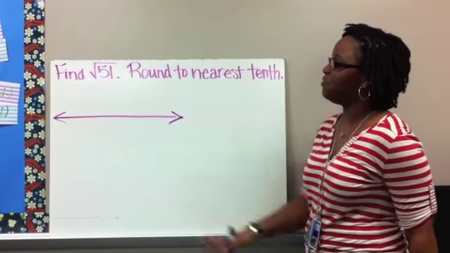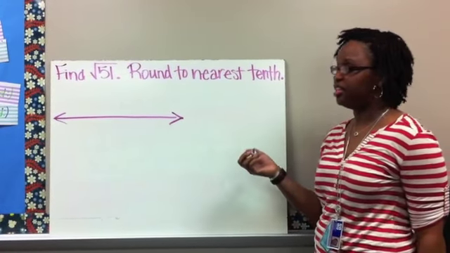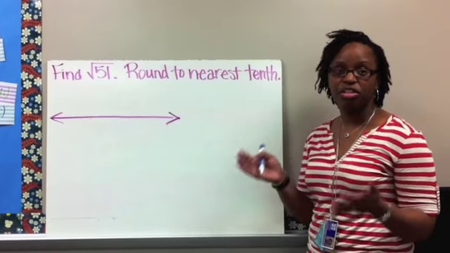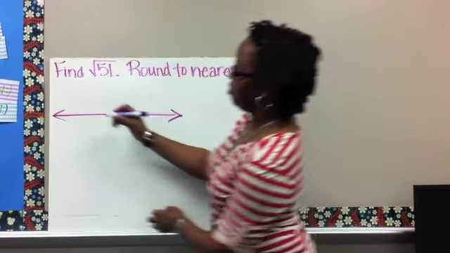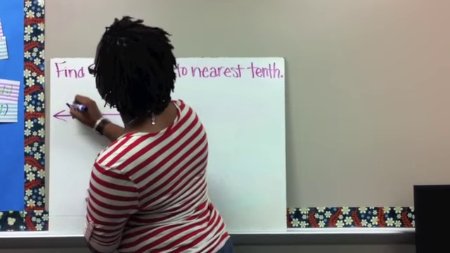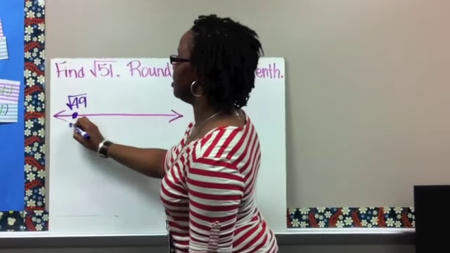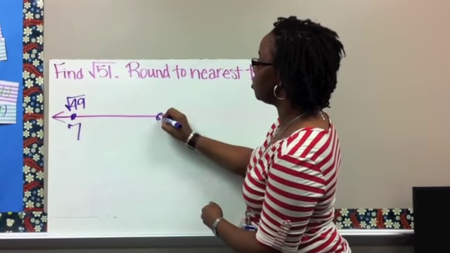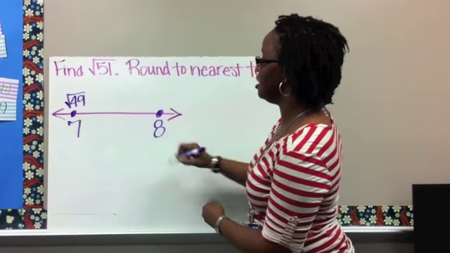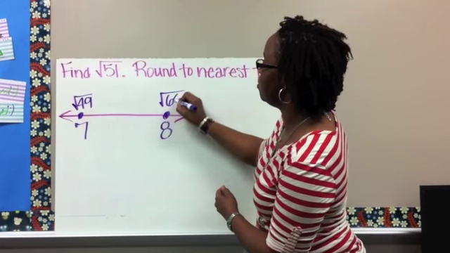Alright, so our next example, we're finding the square root of 51, and we're going to round our answer to the nearest tenth. So again, I want to think about which two square roots would be on either side of the square root of 51. Well, I know the square root of 49 would be smaller than it. So that's 7 on my number line. And then I need the next perfect square. So the next perfect square would be 8 squared, which would give me here the square root of 64.